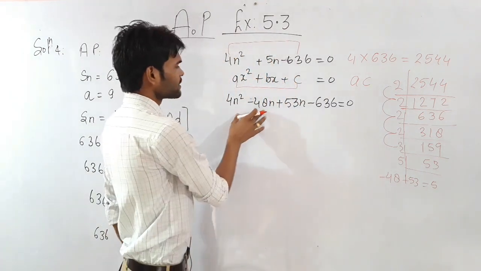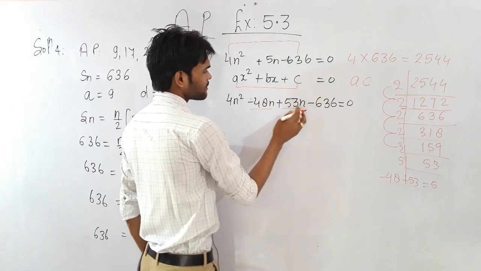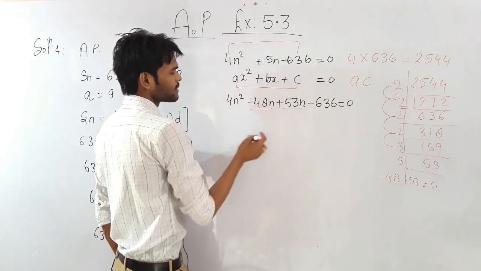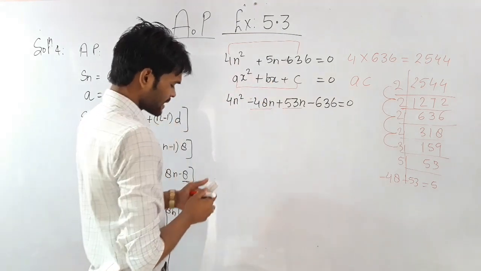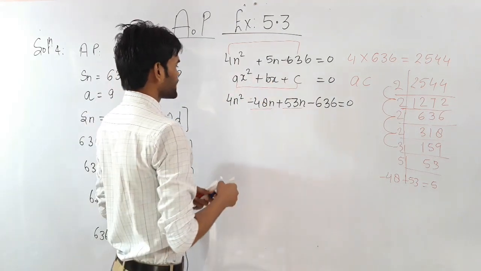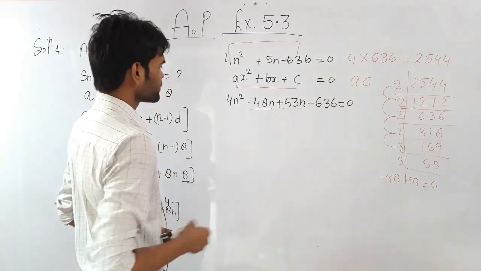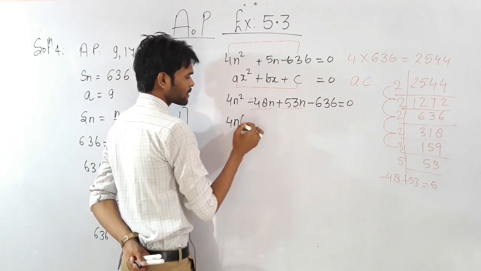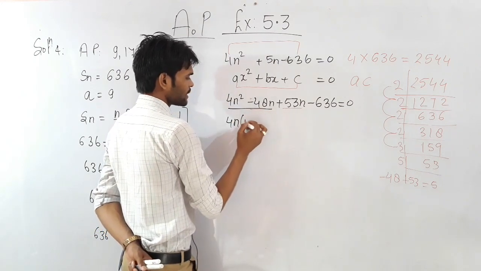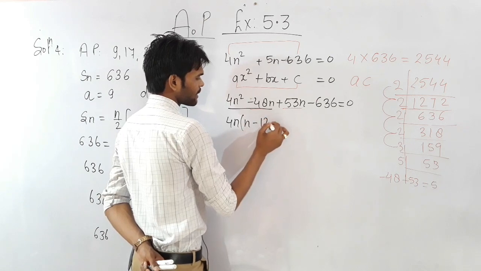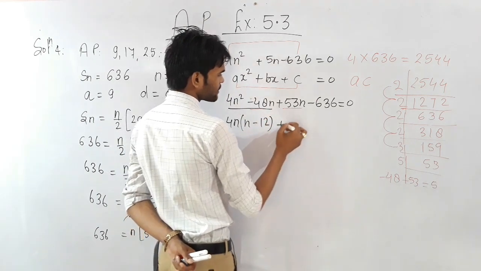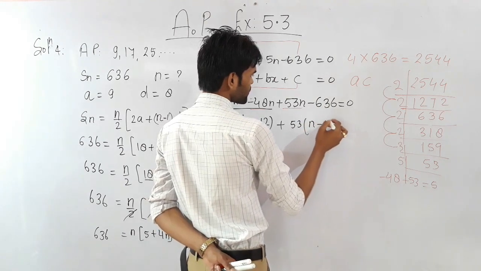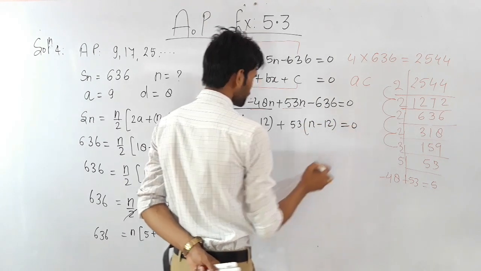So you may write here, now I have written here, okay, 53 plus and minus 48, then it will give you plus 5n. Okay, in the next step you may write it taking common. You may write it 4n, taking common from these two terms, it will become n and it will become 12. Okay, plus taking common 53 from these two, it will become n minus 12 again, and it will be equal to 0.